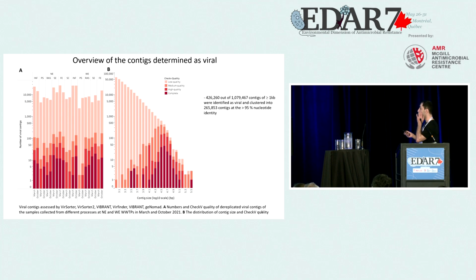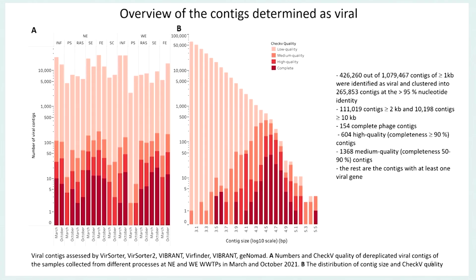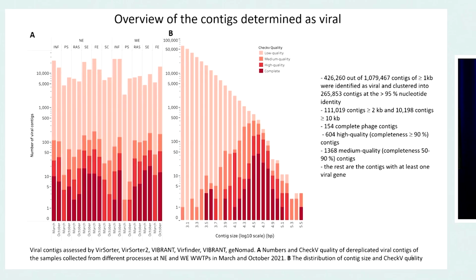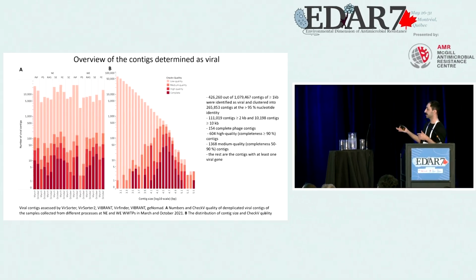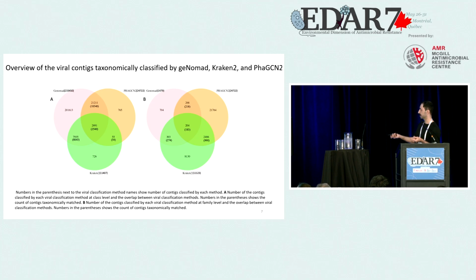Maybe there are more. I also clustered them, and after clustering I had around 260,000 viral contigs. Almost half of them were bigger than 2 kilobase pairs, and around 10,000 of them were bigger than 10 kilobases. I also had 154 complete phage contigs, which are complete phage genomes, and 600 high quality, and the rest are medium quality, or contigs with at least one viral gene.